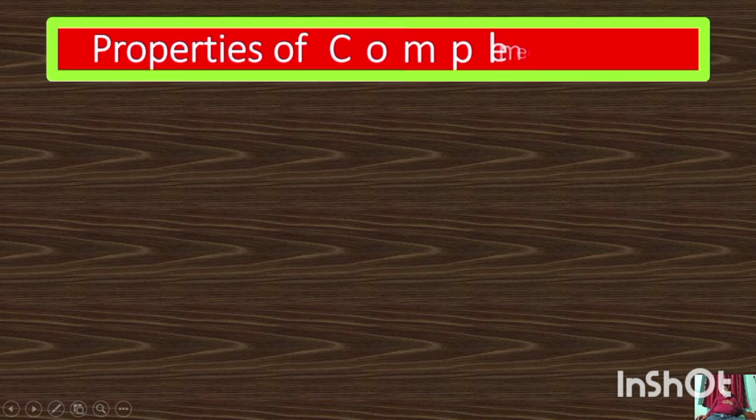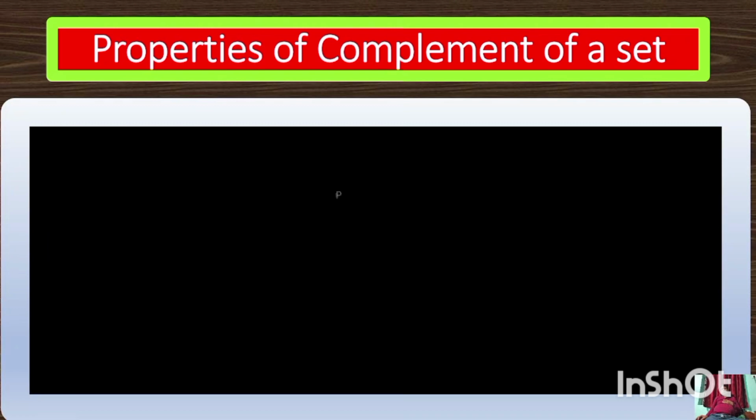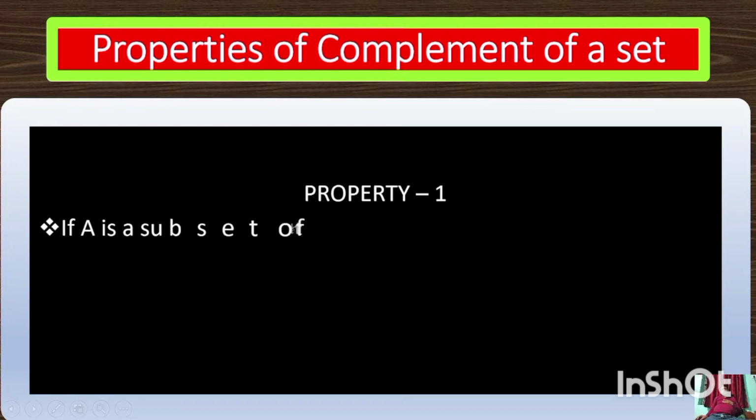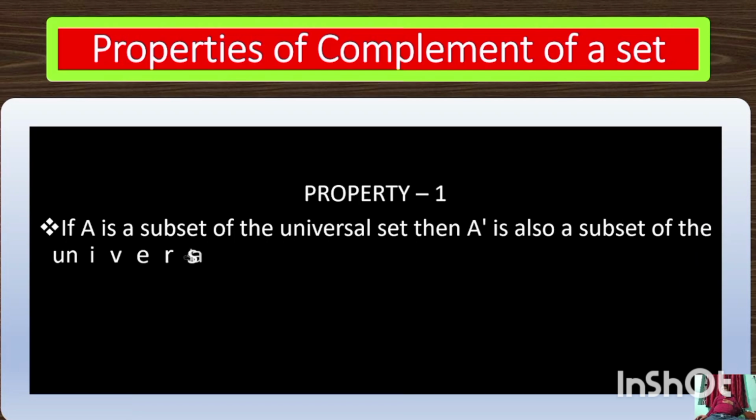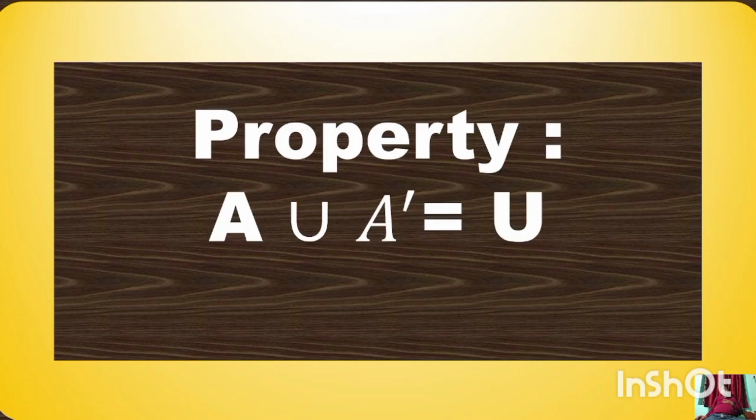Let us proceed to the next property of the complement of a set. Let's see, first property. If A is a subset of a universal set, then A dash is also a subset of the universal set. Therefore, the union of a set and its complement is the universal set. Understand? It means A union A dash is equal to U. So here A union A dash is equal to U.